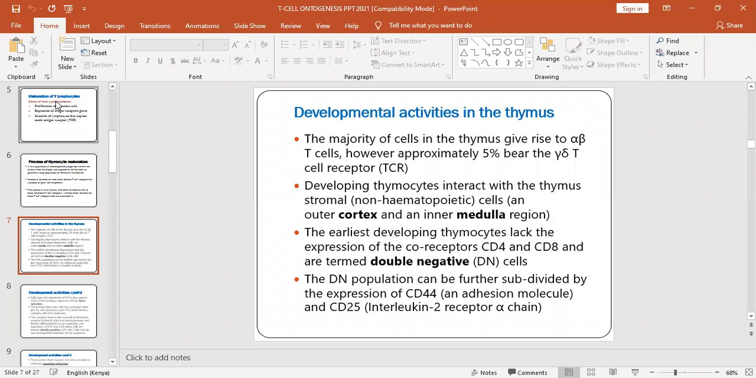Now, the earliest developing thymocytes lack expression of the co-receptors. Remember, the primary receptor is the T cell receptor, but alongside the T cell receptor we have co-receptors, CD4 and CD8. The reason is that T cells are MHC restricted, meaning they only recognize an antigen in association with an MHC. When it is an antigen in association with MHC class 1, it becomes a target for the CD8 cells, or it has to be recognized by the CD8 cells.